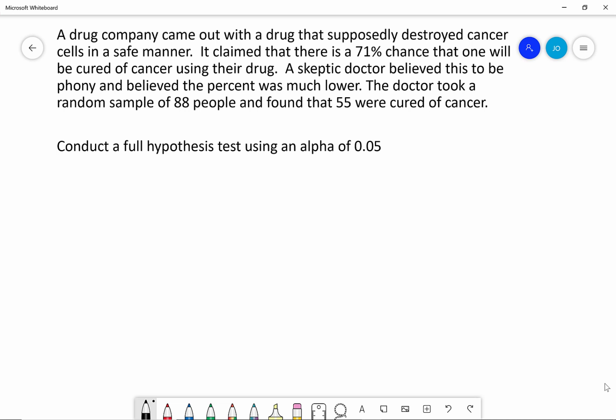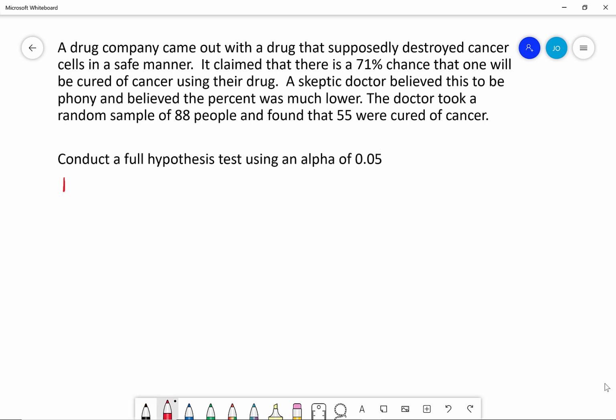So this doctor took a random sample of 88 people and found that 55 are cured of the cancer. Let's conduct a full hypothesis test testing this claim. We're going to use an alpha level of 0.05 or 5%.